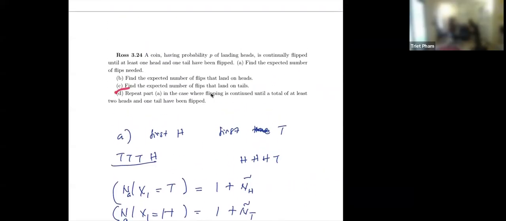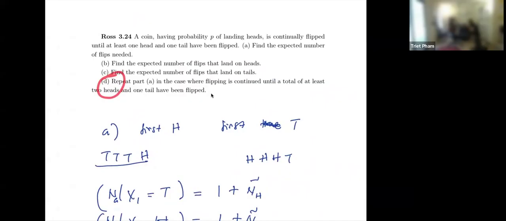All right, so let's skip part C, okay? So this is similar. Let's look at part D. And D only asks you to repeat part A. Again, what should we condition on?